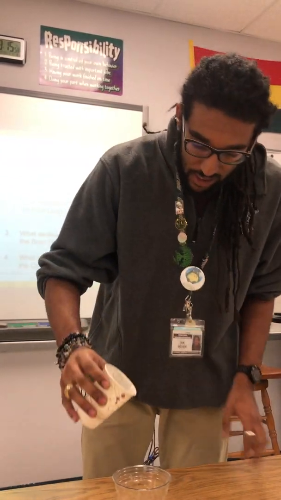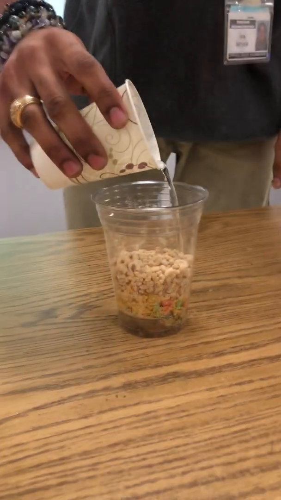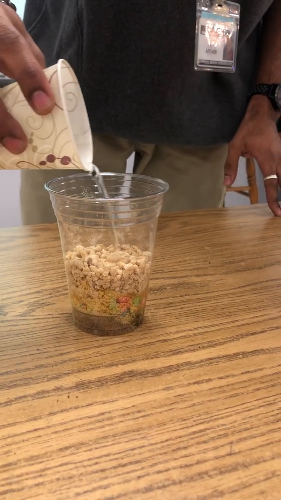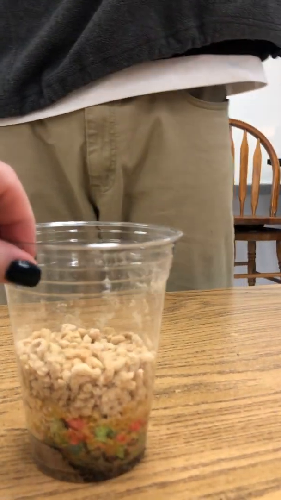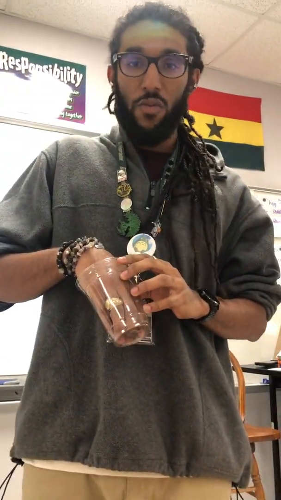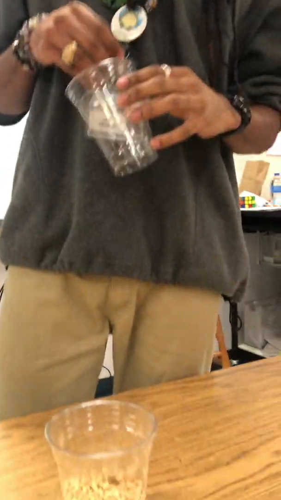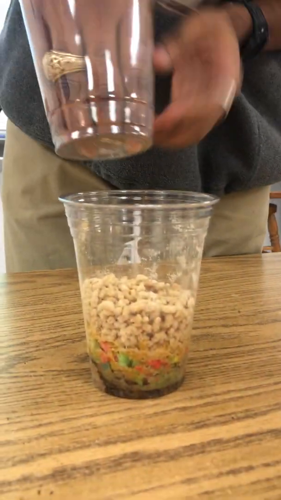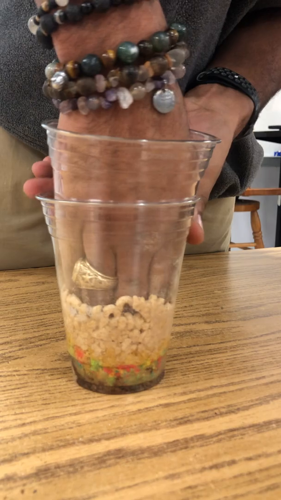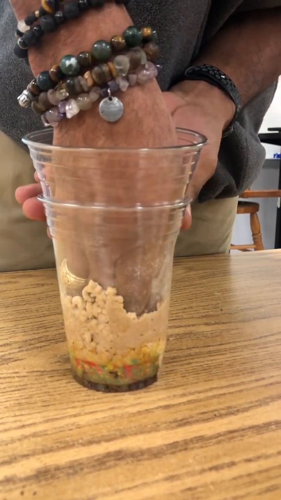right? So I'm going to add just a tad bit of water to our model to represent that. Okay. And then to represent heat and pressure, I'm going to insert a second cup into my model, and I'm going to use my fist to press down, right? And that's going to represent pressure, right, over time. So here we go. I want you to observe what happens as you see me pressing down. Okay.